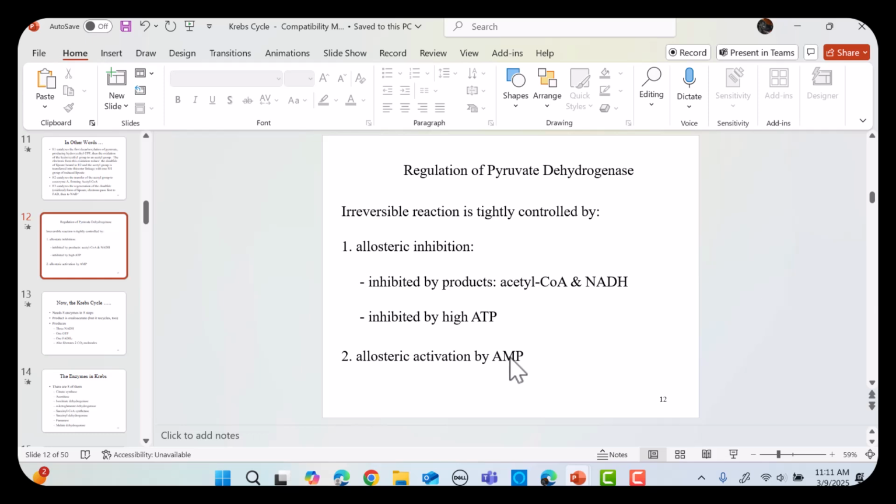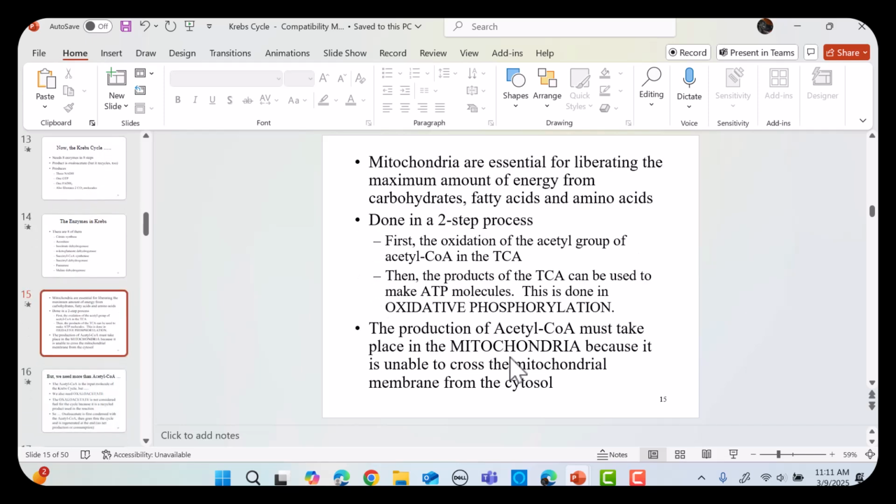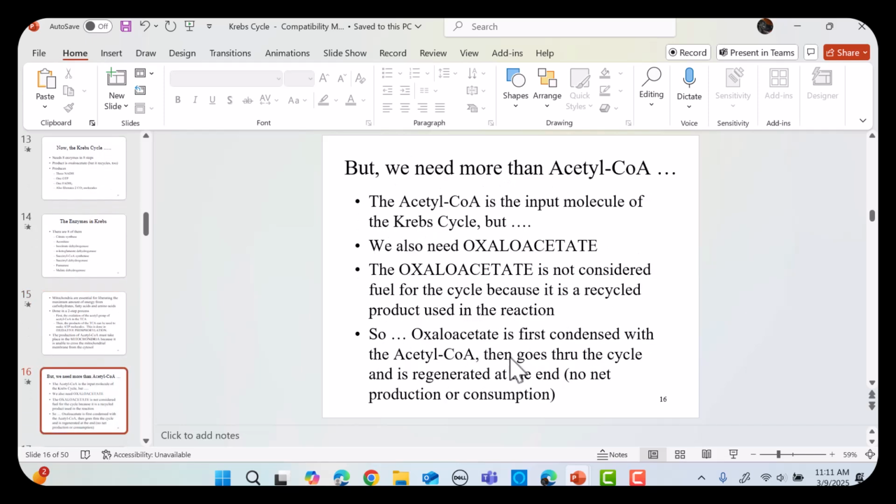So don't start memorizing every little thing with regulation. Reason your way through it. You'll make life an awful lot easier for yourself by doing that. Okay, 8 steps, 8 enzymes. Don't worry about that. Let's just do it.